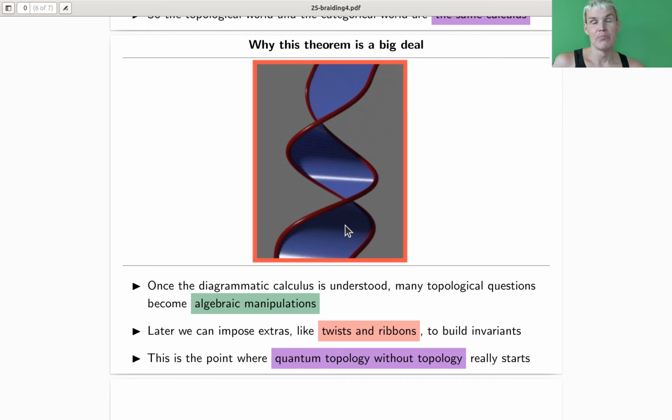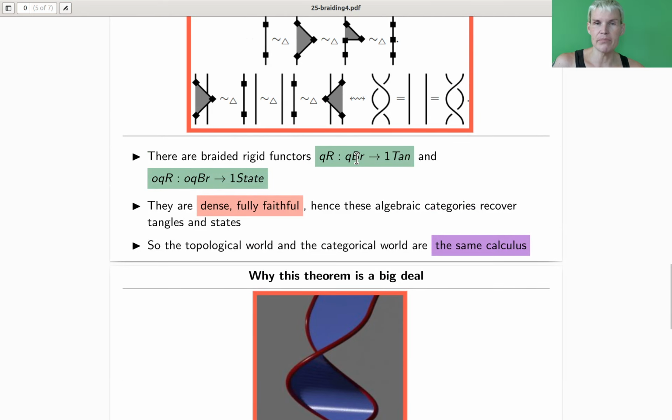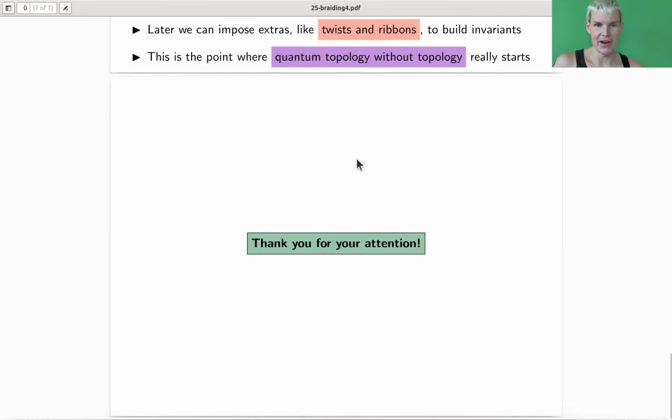But anyway, the next step is where quantum topology without topology really starts, right? We send our quantum Brauer category, or its ribbon version, to something algebraic, and we get very, very excited and very, very happy. Or at least I get excited and very, very happy.